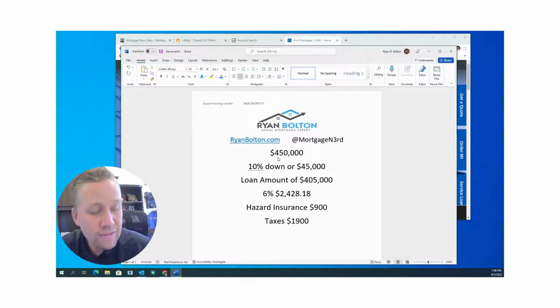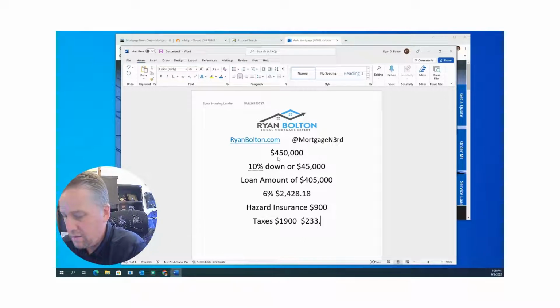So if you divide those out by 12, so I'll get my fancy dancy calculator here. We'll add 900 plus 1,900 is 2,800 a year divided by 12. Let's go up here. That equals $233, and let's just round up the pennies, 34 cents.